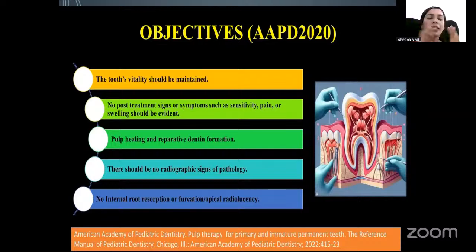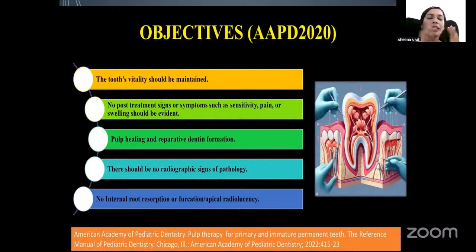So what to keep in mind is that sometimes the question will be, you should read it very carefully, which is not the objective for pulp capping. So sometimes it will be like that. So what is the indication? In which cases can we actually do a direct pulp capping?